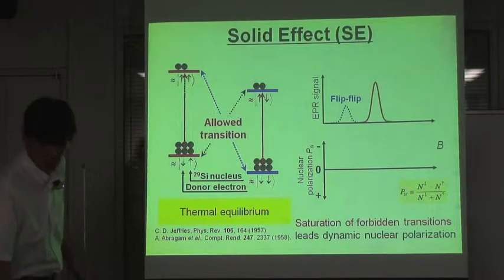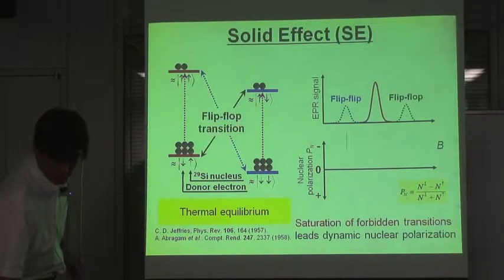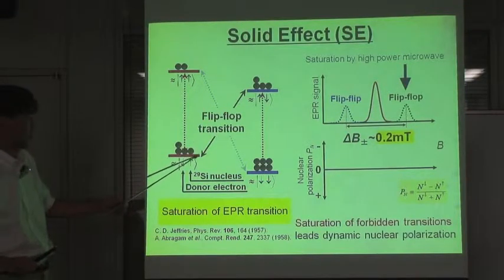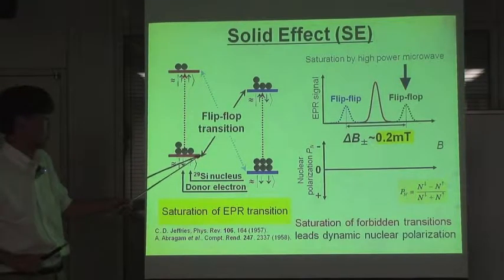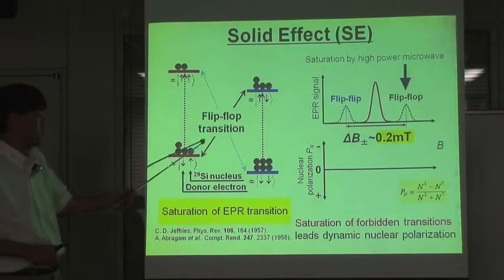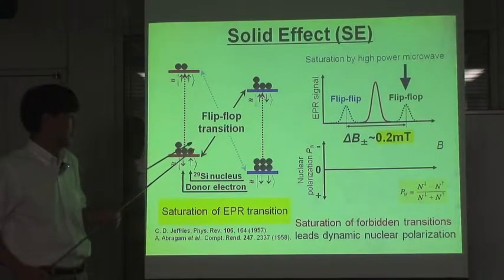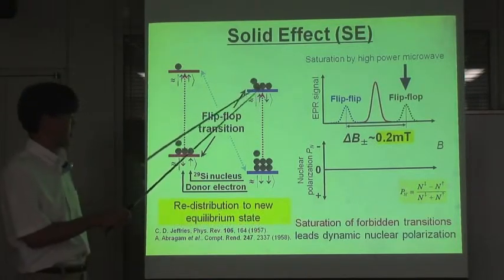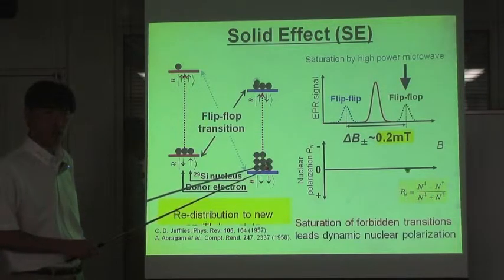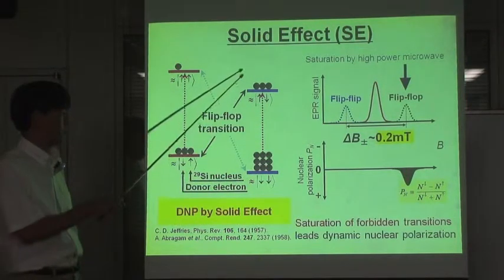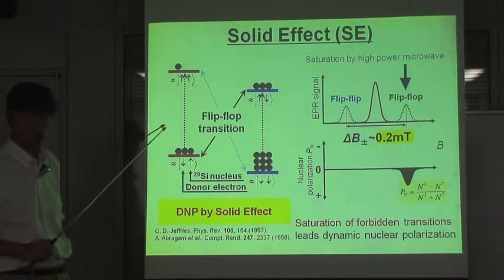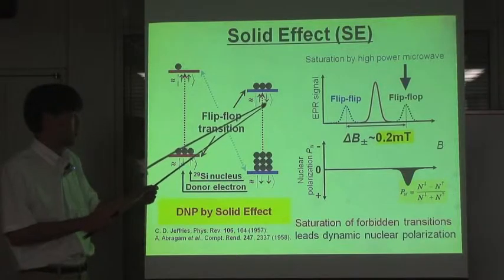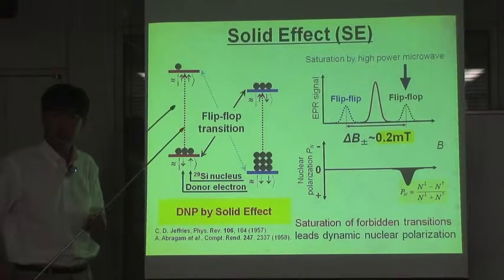And when we do this, for example, when we shine energy corresponding to the flip-flop transition, the energy between this and this one, we send more population to this state, and then this state relaxes to this state. So at the end, we have more population on the right than on the left. This way, we have more down nuclear spins than up nuclear spins.